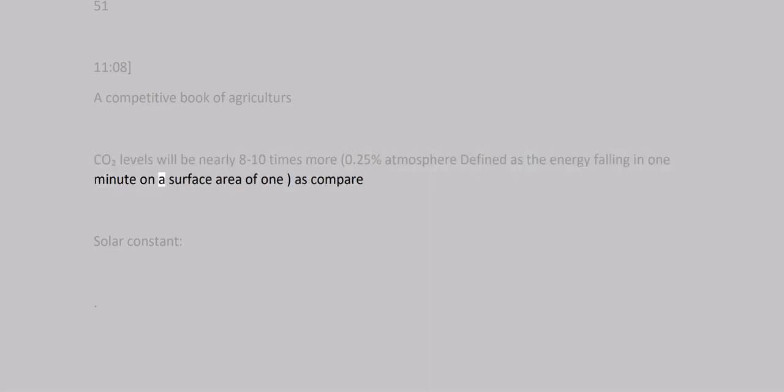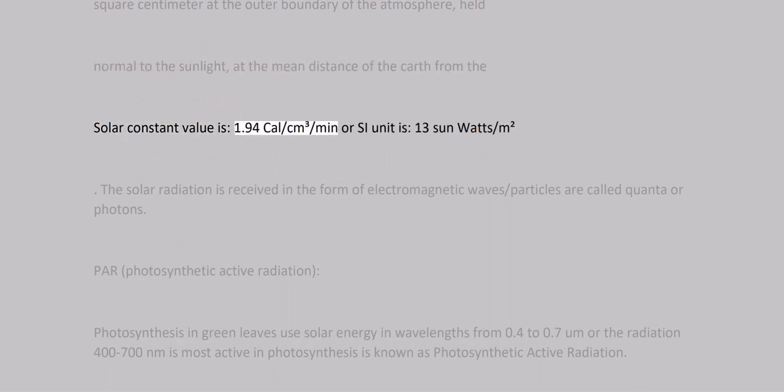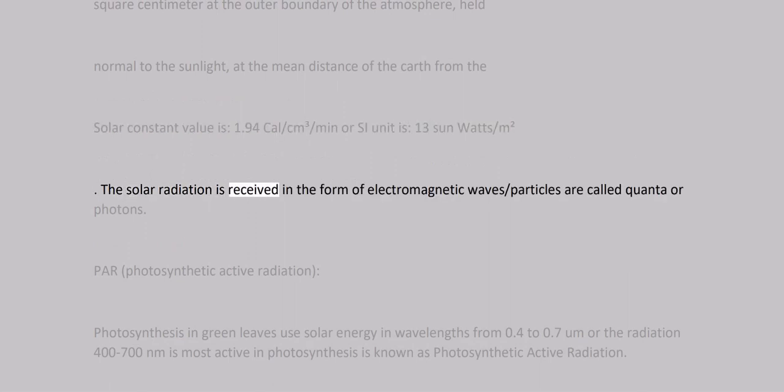Solar constant is defined as the energy falling in 1 minute on a surface area of 1 square centimeter at the outer boundary of the atmosphere, held normal to the sunlight, at the mean distance of the Earth from the Sun. The solar constant value is 1.94 calories per square centimeter per minute, or in SI unit 1367 watts per meter squared. The solar radiation is received in the form of electromagnetic waves. Particles are called quanta or photons.